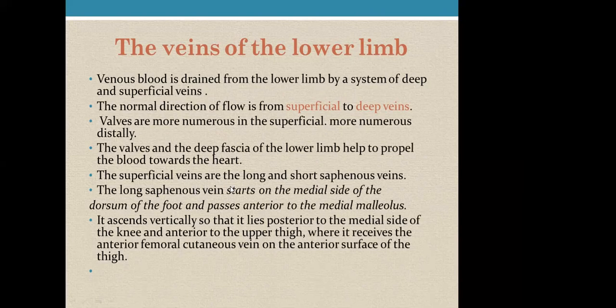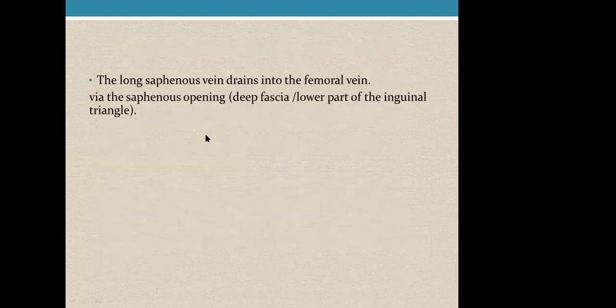The superficial veins are the long and short saphenous veins. The long saphenous vein starts on the medial side of the dorsum of the foot and passes anterior to the medial malleolus. It ascends vertically, lying posterior to the medial side of the knee and anterior to the upper thigh, where it receives the anterior femoral cutaneous vein on the surface of the thigh. The saphenous opening lies in the deep fascia in the lower part of the inguinal triangle.